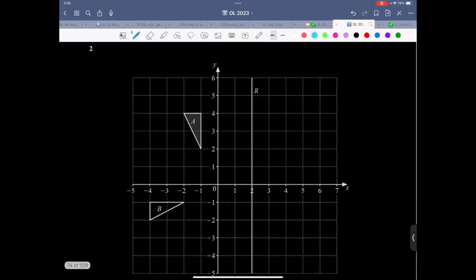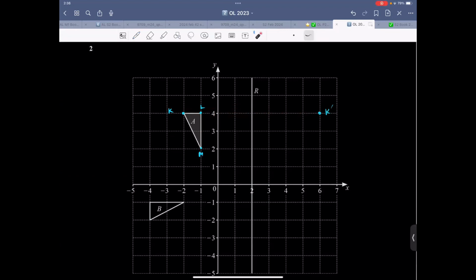So let me label some other points. That is K, L, and M. Now, how far is K from the line? This is 1, 2, 3, 4 units left, so it should be 1, 2, 3, 4 units to the right. So this is basically (6, 4). That is K prime.